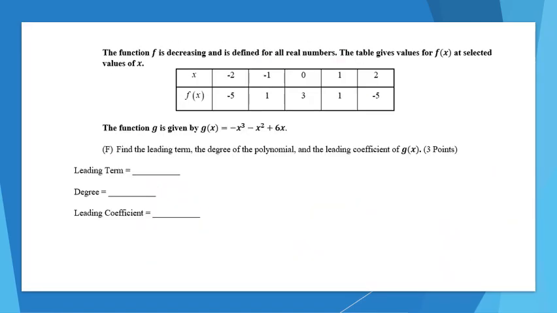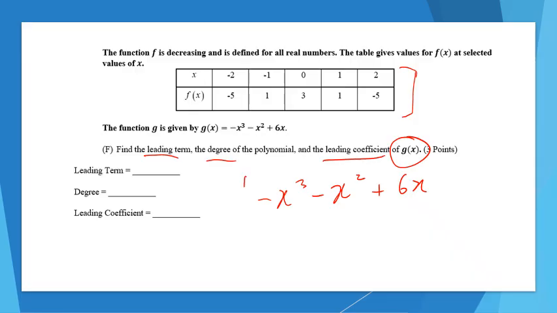All right, so now we want to shift our focus from f of x, that table, to g of x. And this is the equation, -x³ minus x squared plus 6x, and we want to find the leading term, degree, and leading coefficient. So our leading term is going to be our term with the highest exponent, so -x³. Our degree is going to be that highest exponent, so 3, and our leading coefficient should be our number in front of that x term, which is an implied -1 there.